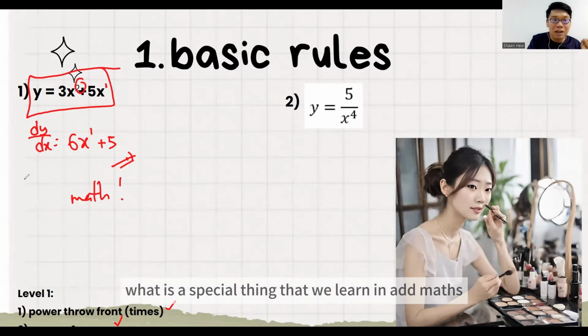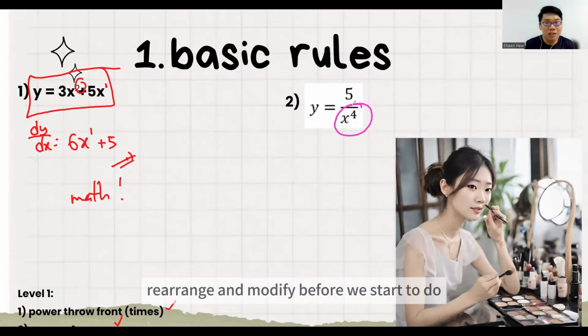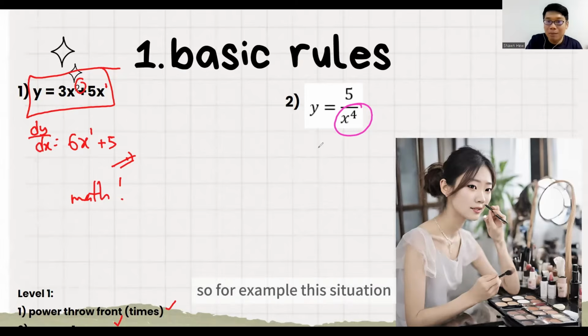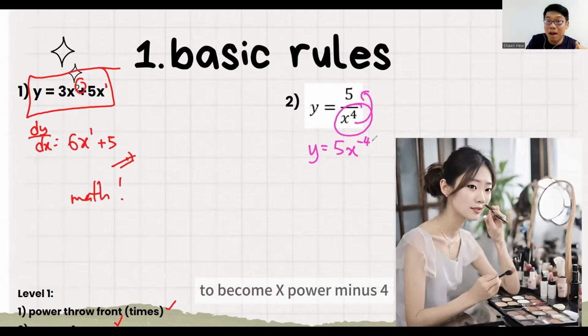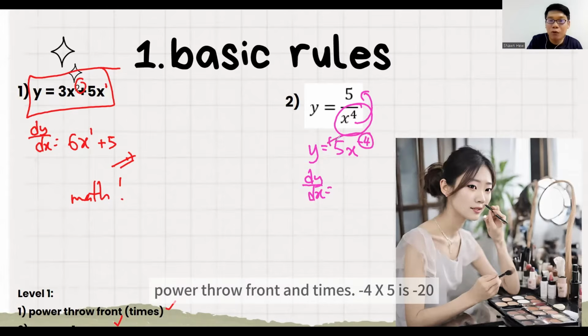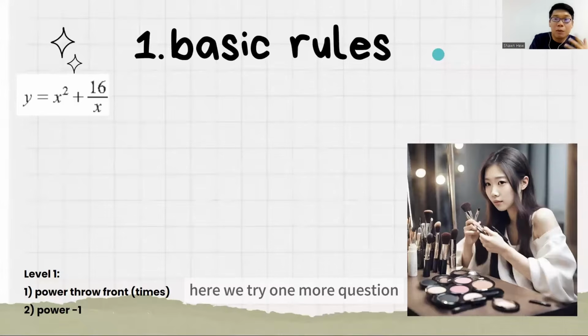This is the thing that we learn in maths. What is the special thing that we learn in A-Level Maths? We need to rearrange and modify before we start to do differentiation. So for example, this situation, denominator have x. So we throw our denominator up first to become x power minus 4. So after we rearrange this, then only we start to do dy/dx. So again, step 1, power throw front and times. Minus 4 times 5 is minus 20. Step 1 done. Step 2, power minus 1. So x power minus 4 will become x power minus 5. Just like that. Okay, we try one more question.